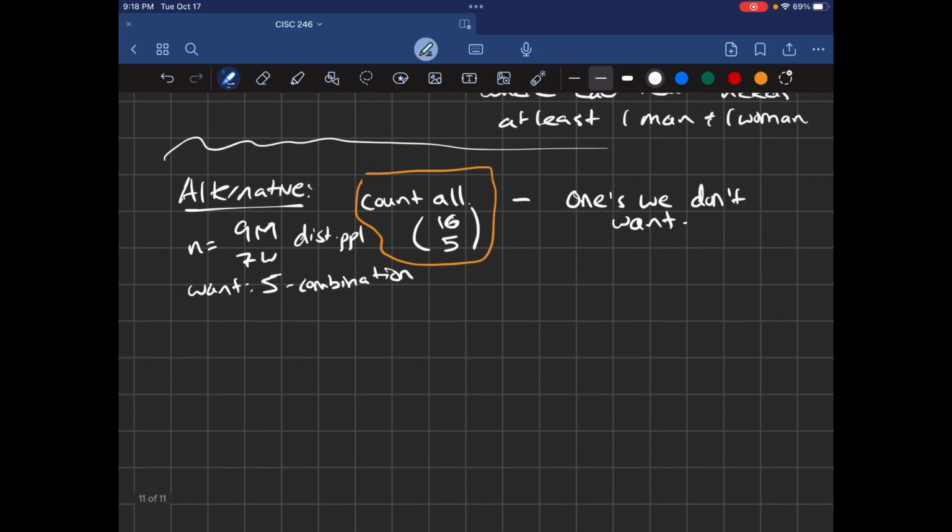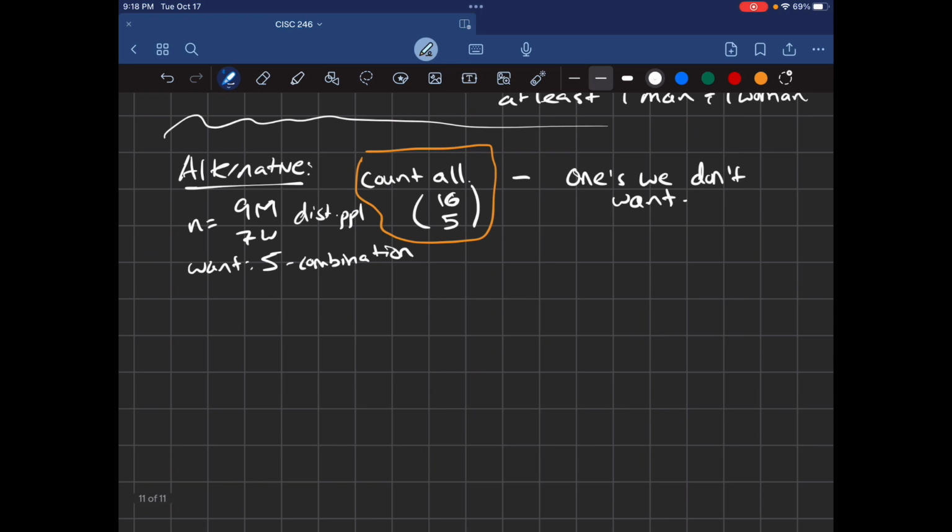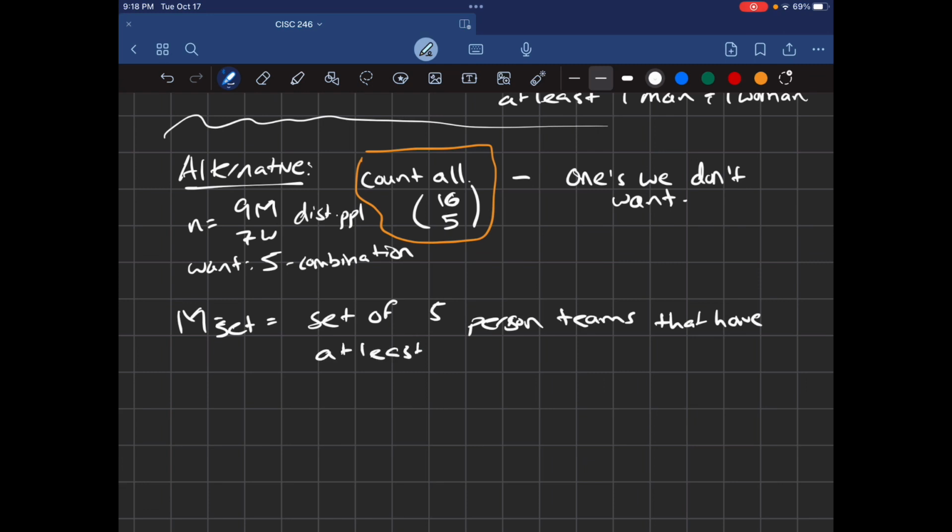So I'll set it up in a way I've done before, using some sort of inclusion-exclusion. Let M be the set of 5-person teams that have at least one man, and the W set is going to be the same, but at least one woman.